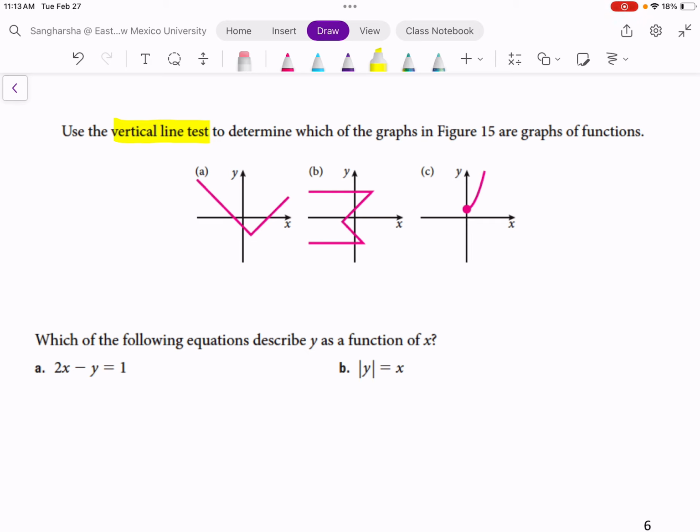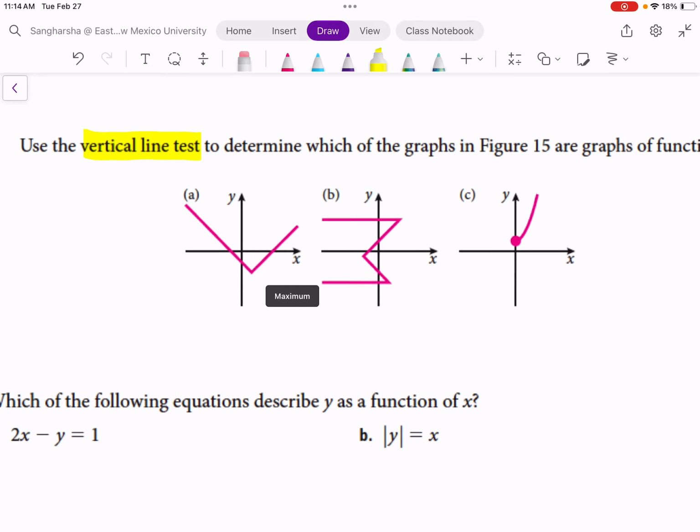Every graph is not a function, okay? And we have this vertical line test. How we do this is that we draw a vertical line on the graph, and if every vertical line crosses the graph exactly at one point, then your graph is a function. You can draw it anywhere on the graph. If it crosses more than once, then it is not a function.